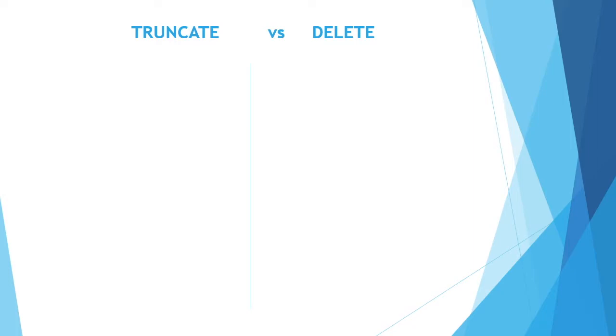So we will discuss what differences truncate and delete have. Although both delete the rows from the table, truncate always removes all rows, whereas delete can remove a few or all rows from the table. How do we do this? Let's see in the example.